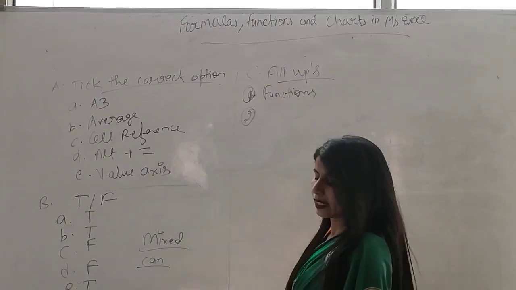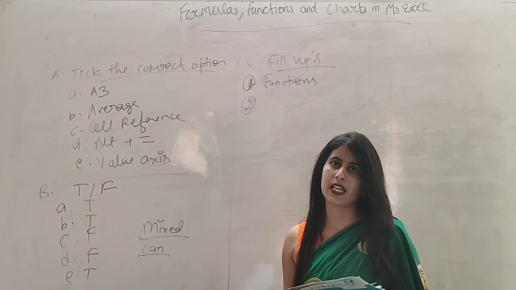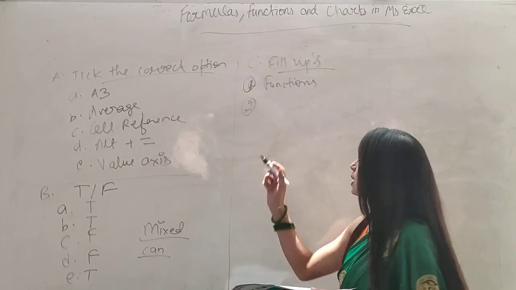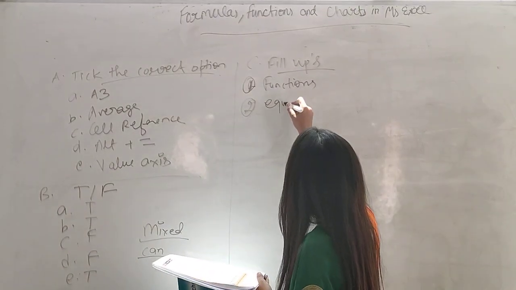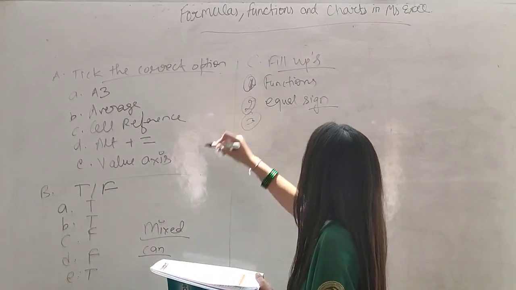Okay. Second is, formulas in MS Excel begin with blank sign. Which sign do we use to start any formula? We use the equal to sign. So here we will write equal sign. Sign is there, so you will write only equal.